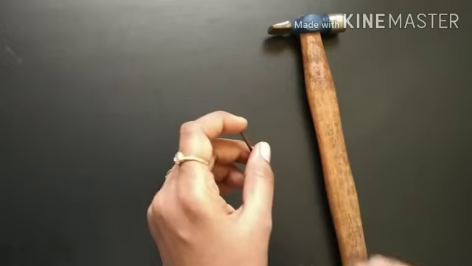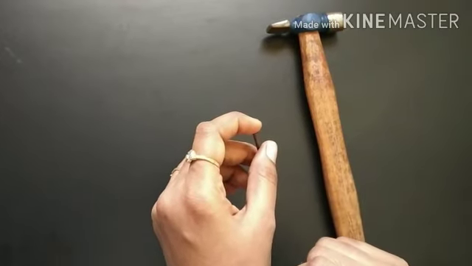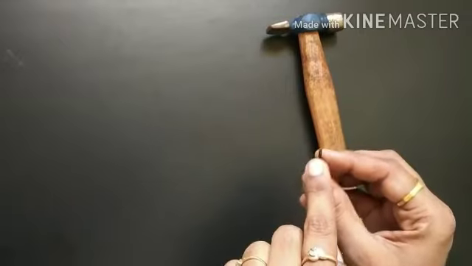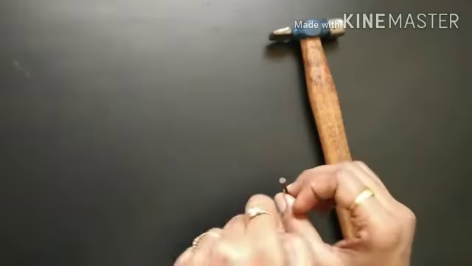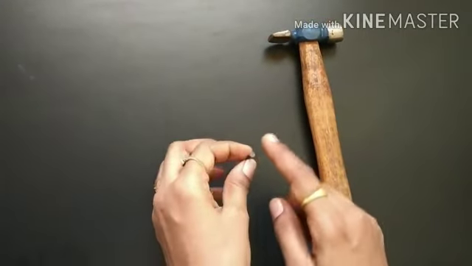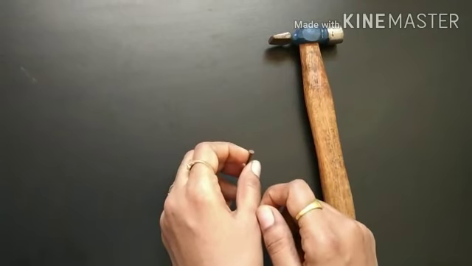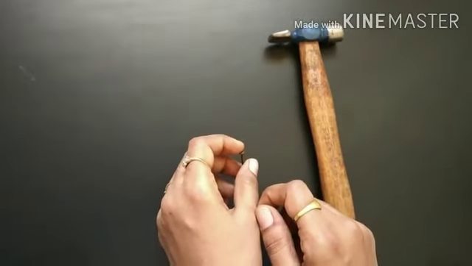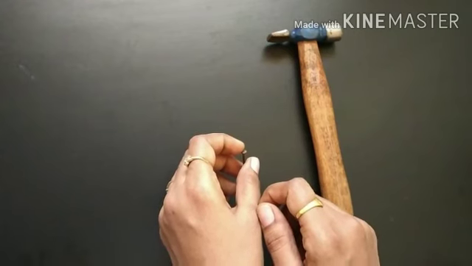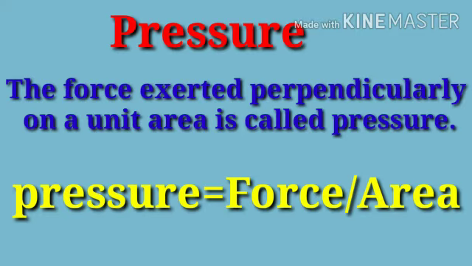But the question is why? First, notice the area of the tip of the nail is very less as compared to the area of its flat surface. This tells us the area of the surface on which the force is applied matters. We will understand this in detail, but before that, let us first define what pressure is. The force exerted perpendicularly on a unit area is called pressure. Pressure is the ratio of force to the area on which the force is applied.